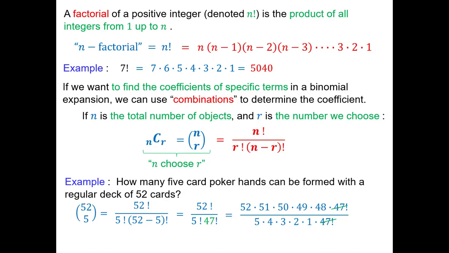Now you can start to cancel each of the factors in the denominator as well with certain quantities in the numerator, or you could just multiply the result at this point. And when you divide, you're going to get 2,598,960 different possible 5-card combinations in a 52-card deck. Now, instead of having to calculate and count every single one of those, this formula allowed us to find that result. So let's take a look at why this is important for binomial expansions.